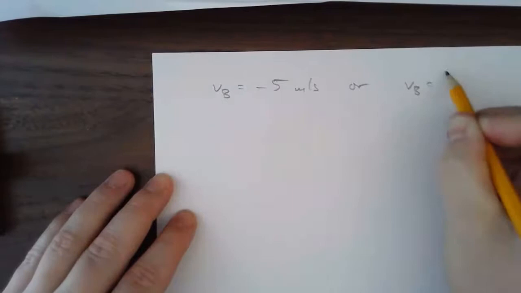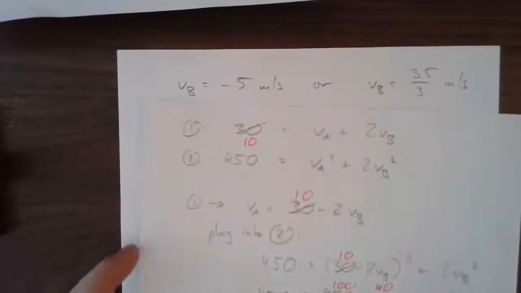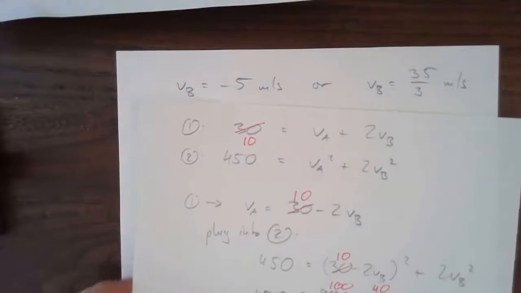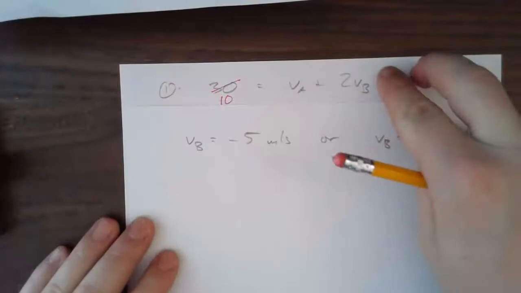So the math says both of them are just fine. Now for each of them, I can figure out what the other velocity is. So VA, right, was 10. 10 is equal to VA plus 2VB. Let's figure out in each of those cases what VA would be. I'm going to hold it like this, because I know the result of all the calculation that's now covered up.